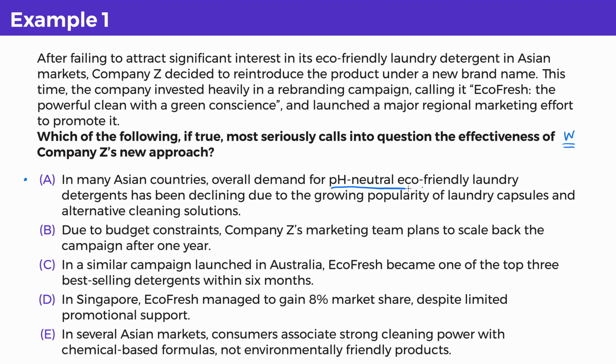Let's start by reading the question. Which of the following most seriously calls into question the effectiveness of Company Z's new approach? So this is clearly a question of weakening. So what we want to know is to find an option that will weaken the effectiveness of Company Z's approach. So let's read the argument.